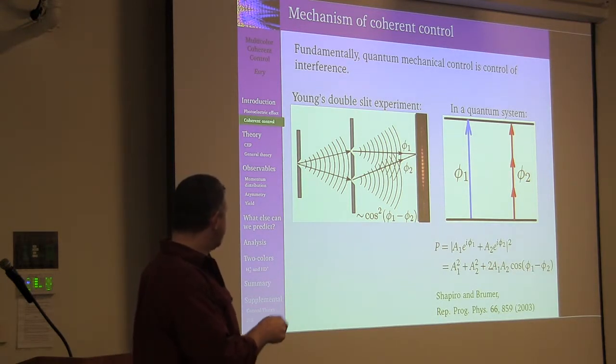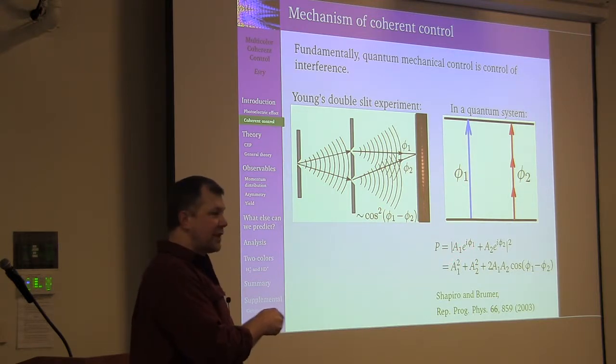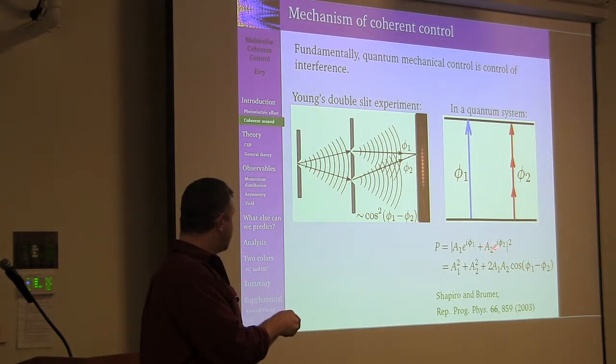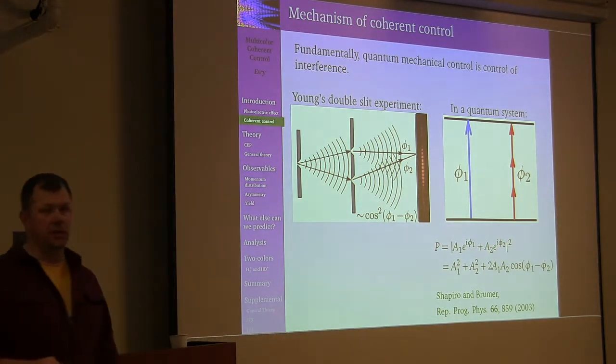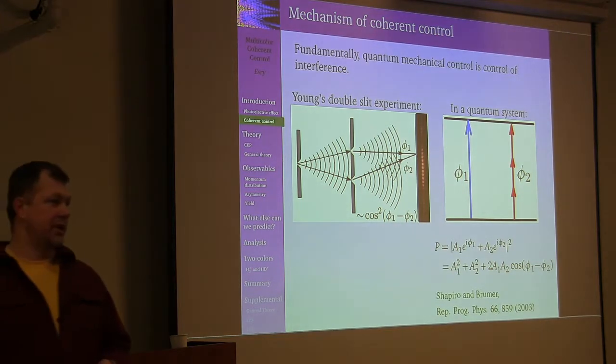Okay? So the probability to be in that excited state is the amplitude for pathway 1. So this is the amplitude and the phase for that pathway. Amplitude and phase for pathway 2. And of course the probability is the coherent square of those things.